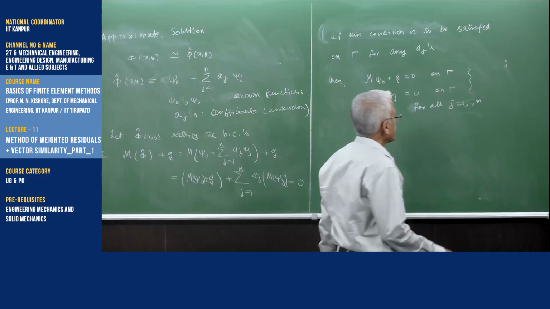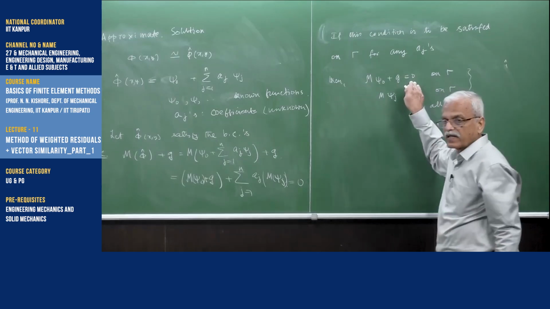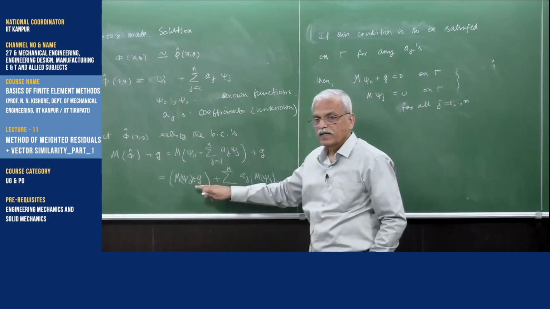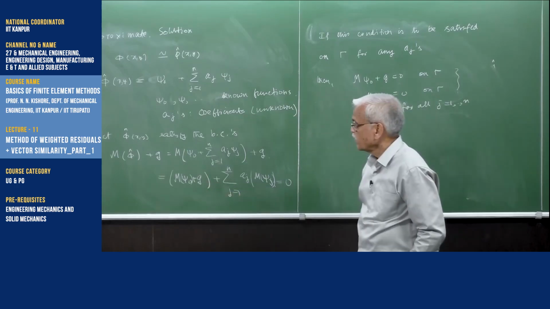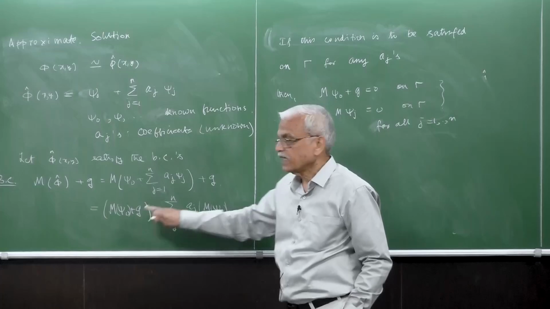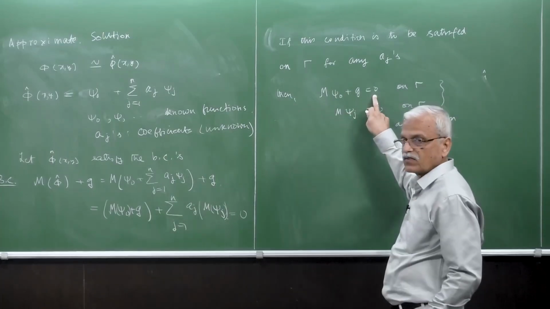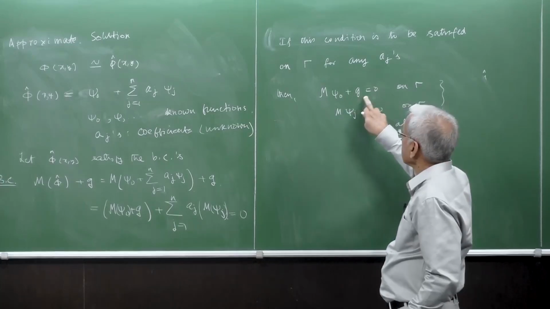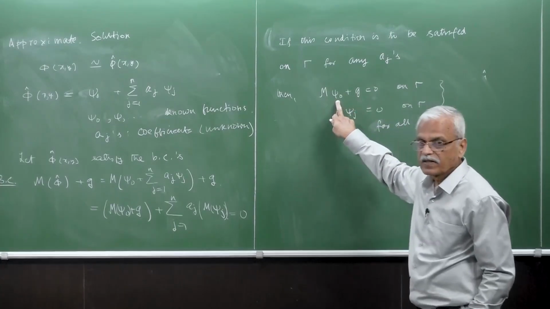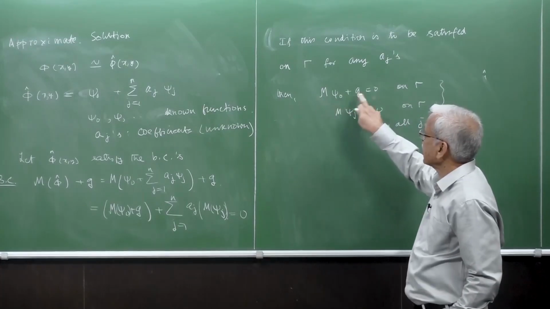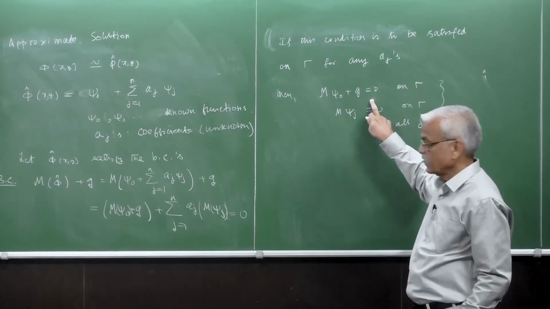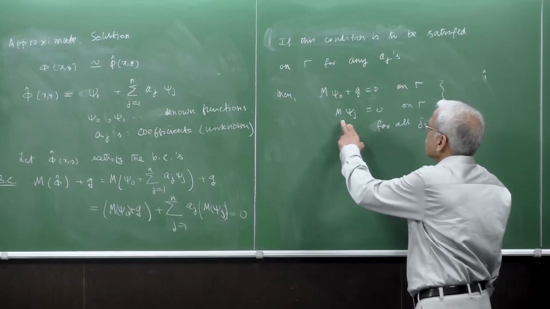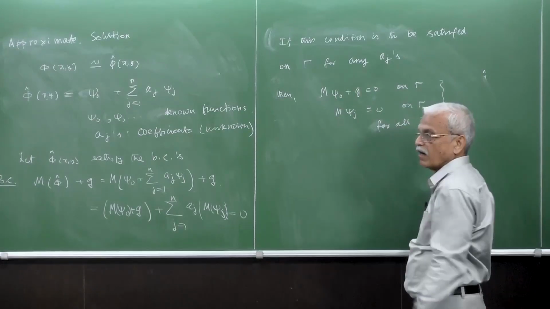The important part here is that psi naught has been chosen in such a manner that it is going to satisfy the non-homogeneous part of the boundary condition. There is a g here, so this has to be 0 with the g. Knowing g, psi naught should be chosen in such a manner that this is satisfied, and similarly the psi j's have to be chosen such that M psi j is 0 on gamma.